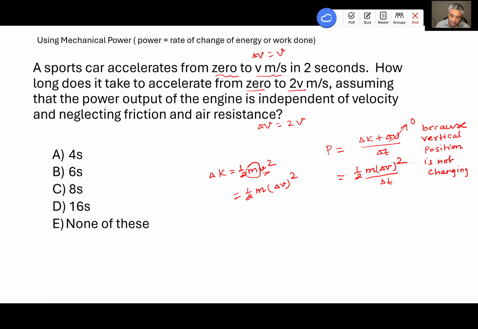So in this case, it says power output of the engine is the same. So power is fixed. So that means the velocity is changing. So that change in velocity has to be compensated by change in time interval to keep the power constant, right?